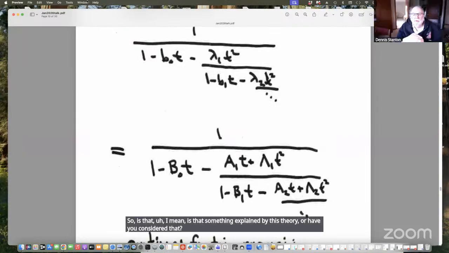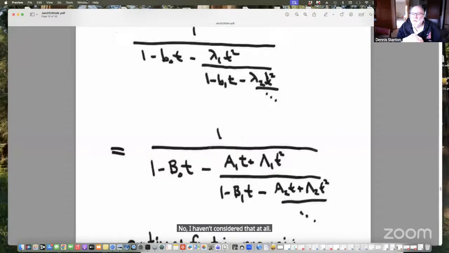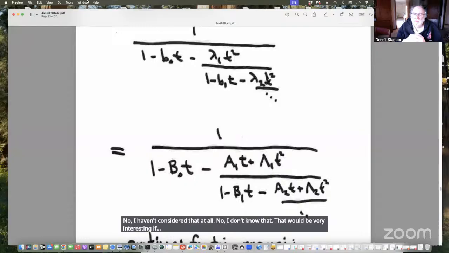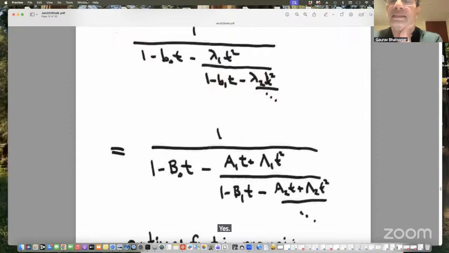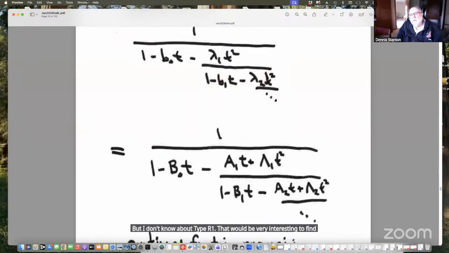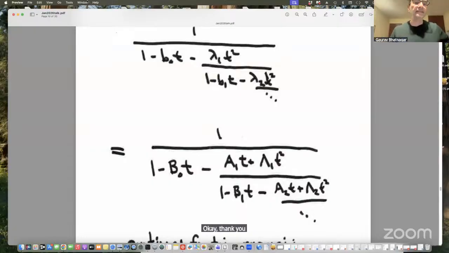No, I haven't considered that at all. I don't know that. That would be very interesting if that came from this. I know that for the original Rogers-Ramanujan, there are orthogonal polynomials behind that. But I don't know about type R1. It would be very interesting to explain that. Okay, thank you. Yeah, I could write to Mourad.